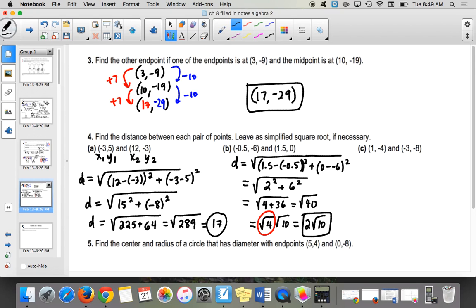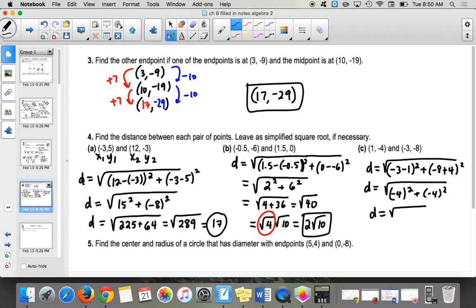All right, so the next one, same thing. See if you guys can set it up. Did you guys get 16 plus 16, so square root of 32? And then how do you break that apart? Did you guys get that? I see a lot of confused looks. Okay. So square root of 32, what goes into it that's a perfect square?